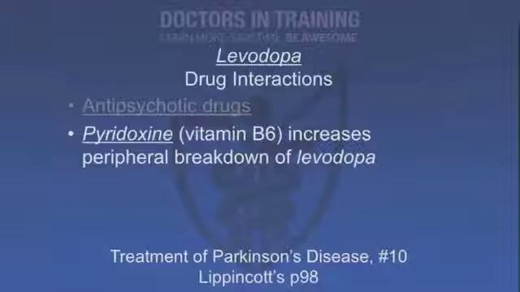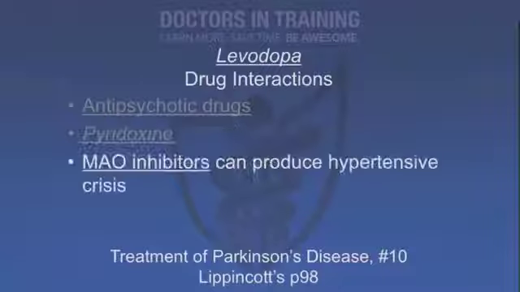Other drug interactions include pyridoxine, or vitamin B6, which increases peripheral breakdown of levodopa. So the levodopa is going to be less effective if it's taken with vitamin B6. And then monoamine oxidase inhibitors such as phenelzine can produce a hypertensive crisis caused by enhanced catecholamine production. So there are lots of other drugs that we use to treat Parkinsonism.